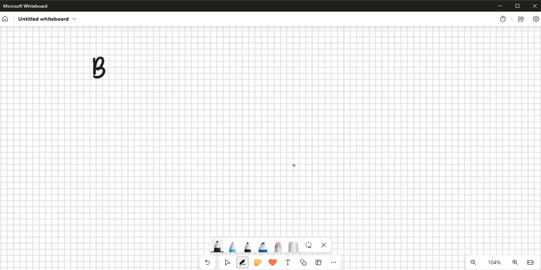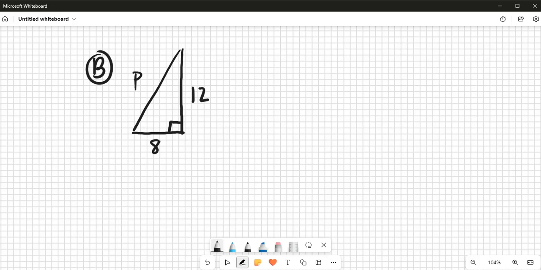Okay, so for practice problem B, we have a right triangle. The opposite side is 12. The hypotenuse is P. The adjacent side is 8. We don't know what angle Y is or angle X. Okay, I'm going to start by writing all of my ratios.